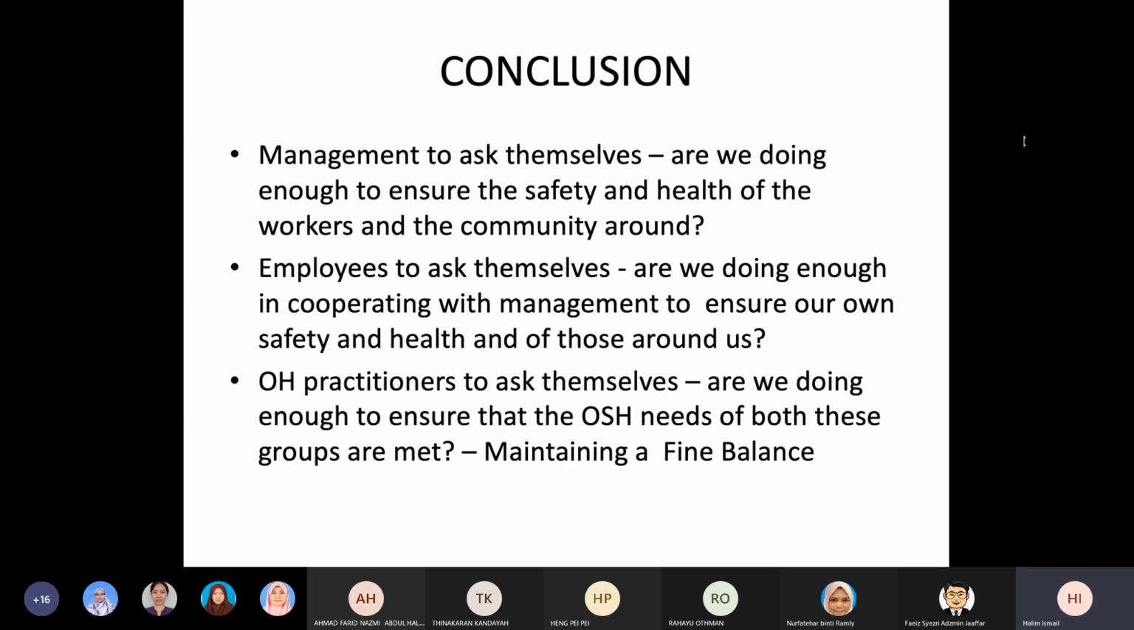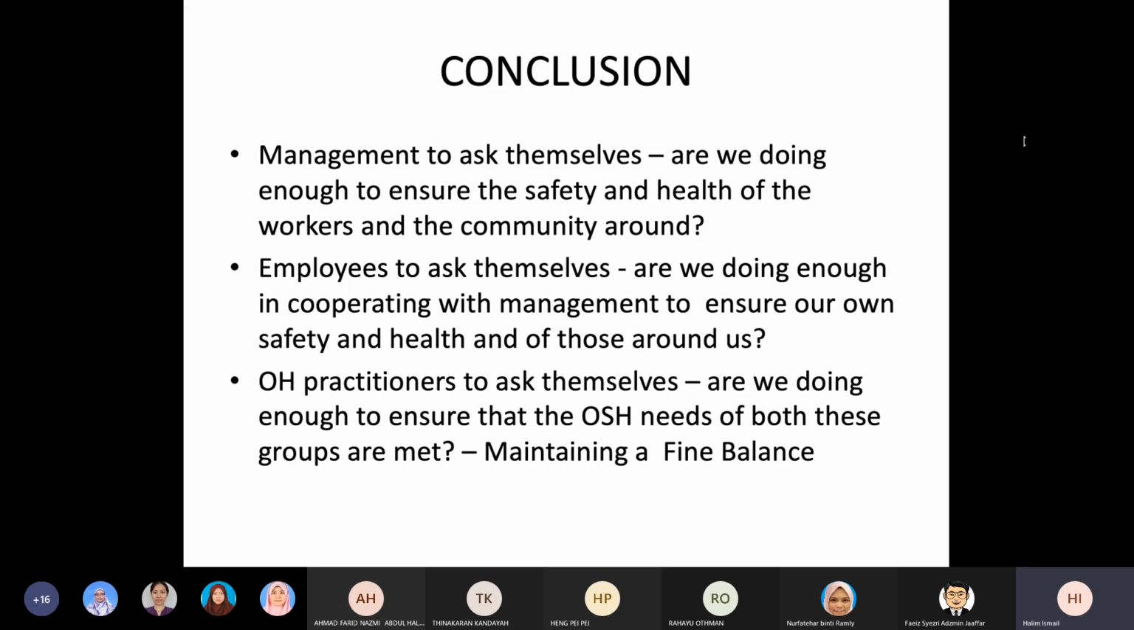And then in terms of employee, they need to ask themselves, are we doing enough to cooperate with management to ensure our safety and health and of those around us? You need to ask yourself that as well. And for each practitioner to ask themselves, are we doing enough to ensure that the OSH needs of both these groups are met? So maintaining a fine balance.